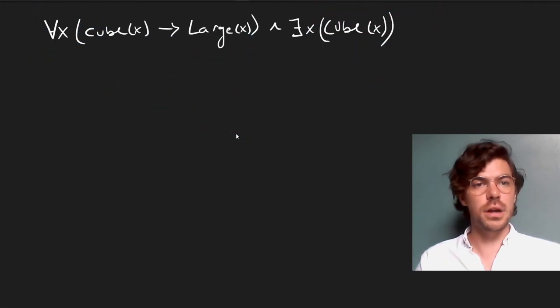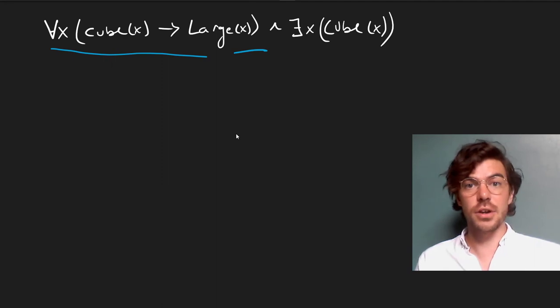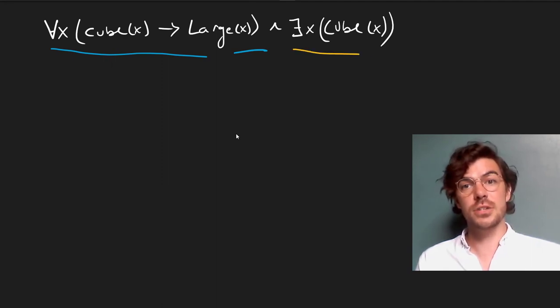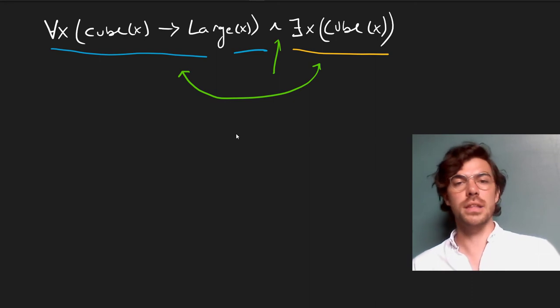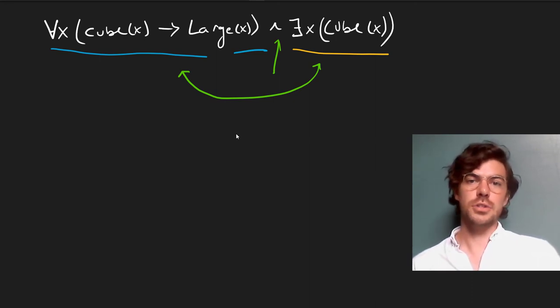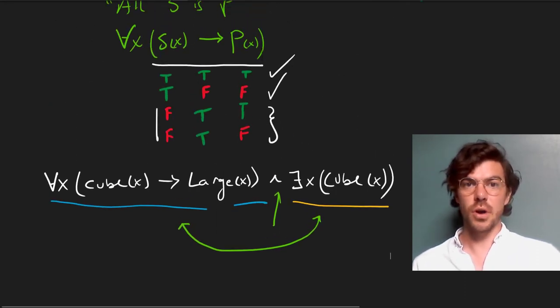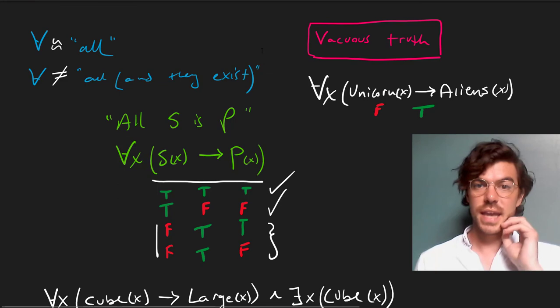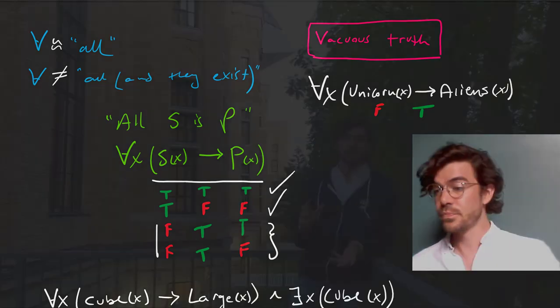"Every cube is large" gets us that if something is a cube, then it's large, and I can add on to this "at least one thing, something, is a cube." Here the main connective is the conjunction, and so these could appear in either order. So that's the way that you would express that a universal statement is not vacuously true if you wanted to make that clear. Nevertheless, when we encounter them on their own, universal statements can be vacuously true, and this is a very important thing to be aware of.